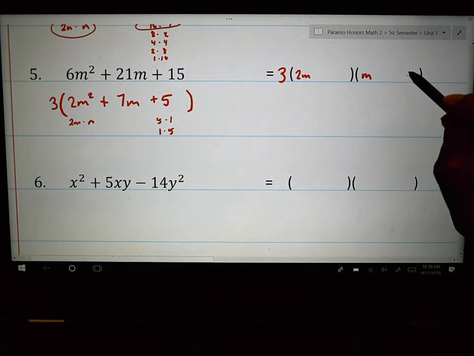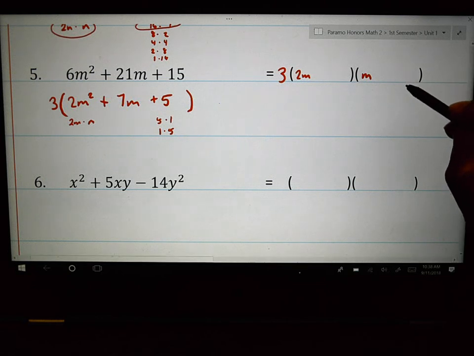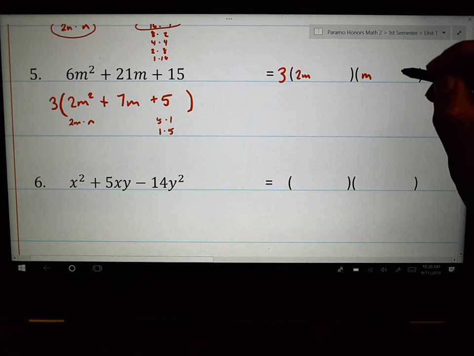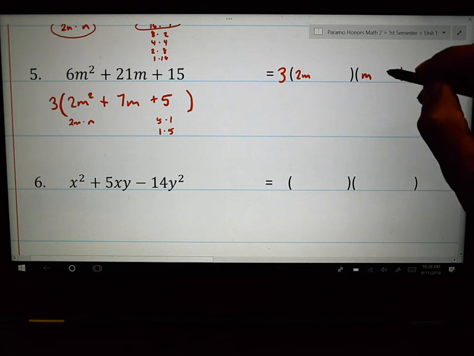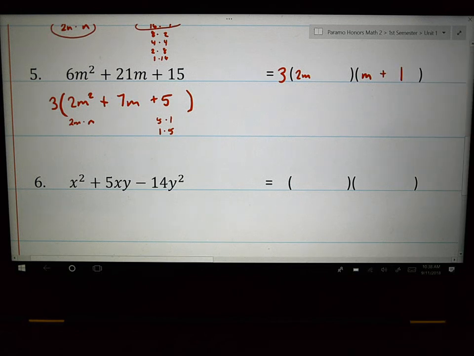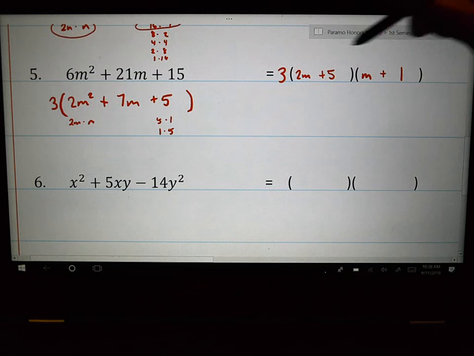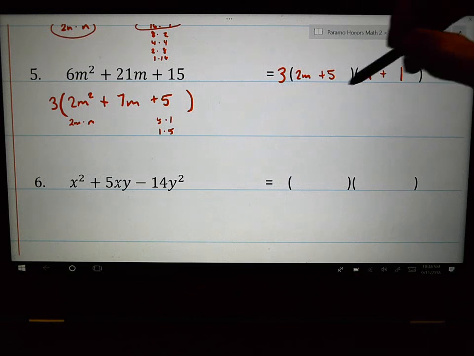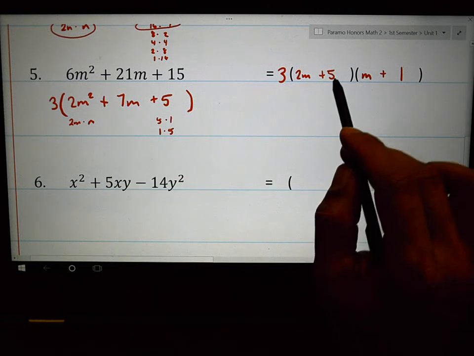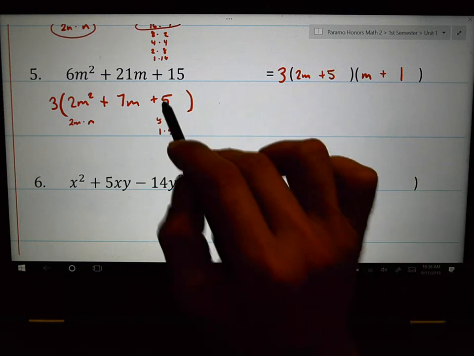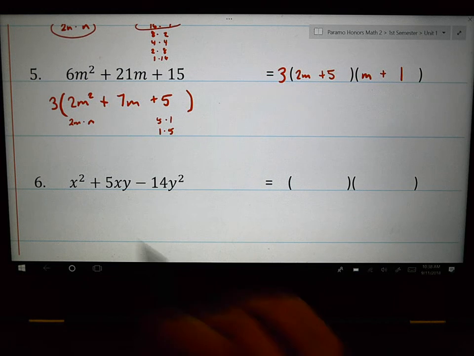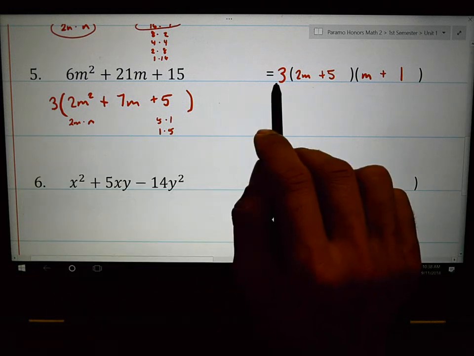I'm going to ask you, what goes right here? If you know it, say it out loud. Somebody even said positive. I'll put the positive there. What goes right here? Now let's just check. Outside is 2m. Inside is 5m. 2m and 5m adds to be 7m. And positive 5 times a positive 1 equals 5. We made sure that our GCF is still in front.